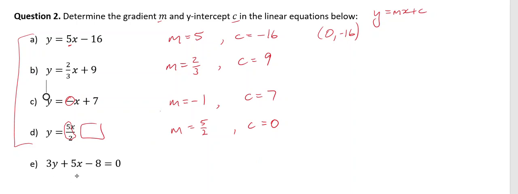Now, the last one's the only one that's a little bit tricky. This one's written in general form, sort of. So you've got to get it into gradient intercept form. So you've got to rearrange the equation to make y the subject. So you look at what's happening to y. y is getting multiplied by 3. It's then having 5x added and 8 subtracted. So let's get both of these over to the other side.